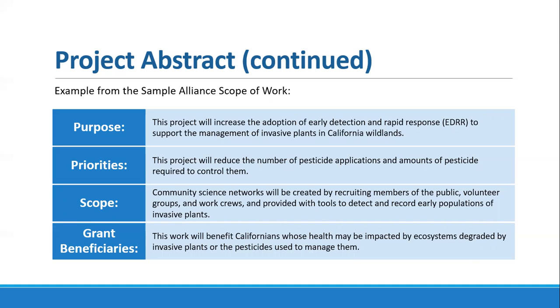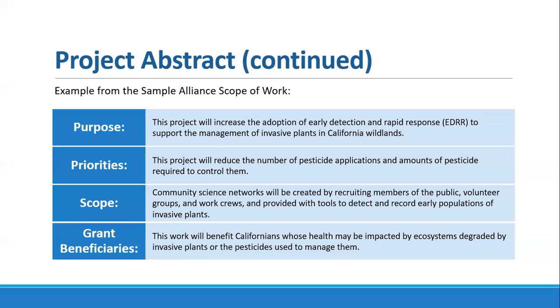So here we essentially see a project abstract that has been chopped up to show you how each of these different things are achieved. So a sentence that addresses the purpose. This project will increase the adoption of early detection and rapid response to support the management of invasive plants in California wildlands. And further description of the priorities. This project will reduce the number of pesticide applications and amounts of pesticide required to control them. Some description of the scope.